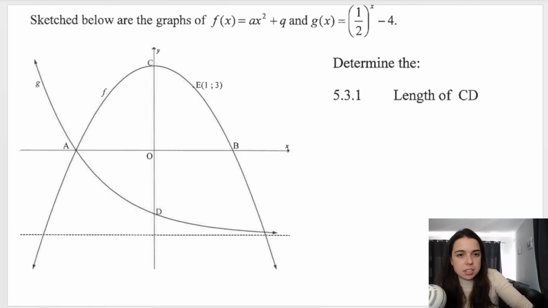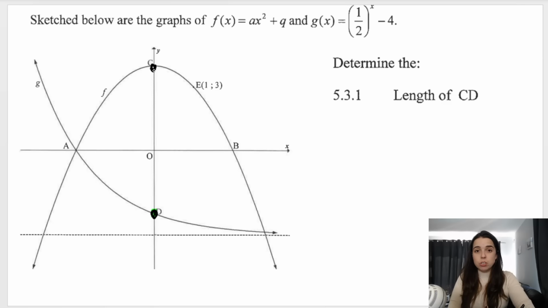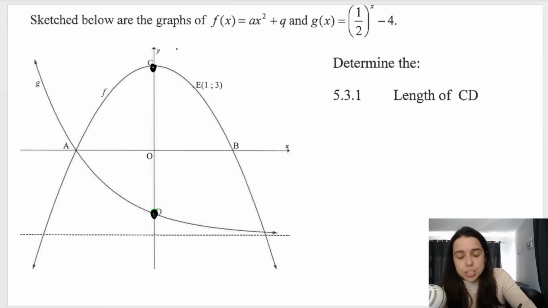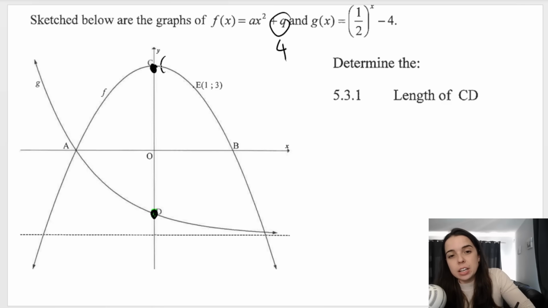Now, CD is a horizontal distance from here to here. It's that distance over here. If I know the coordinates of D and the coordinates of C, I can work out that vertical distance. I keep saying horizontal, that vertical distance. We just established that because we found that Q is 4, it means that this value over here, Q, is the y-intercept of the graph. It's where the parabola cuts the y-axis. So this value over here is 4.